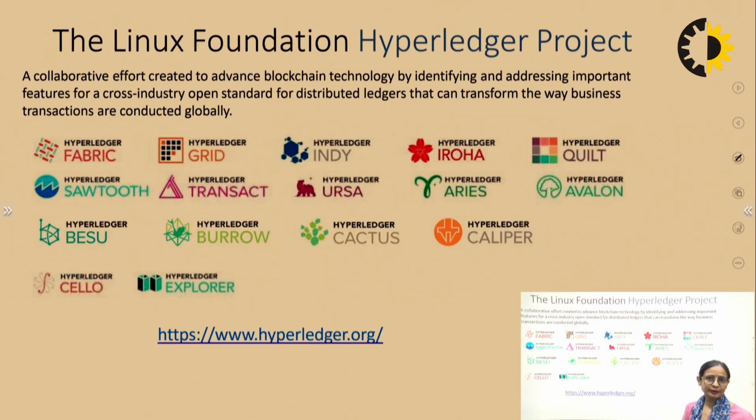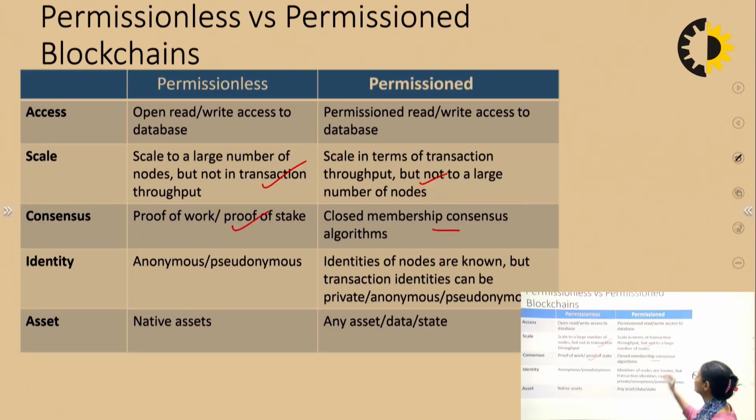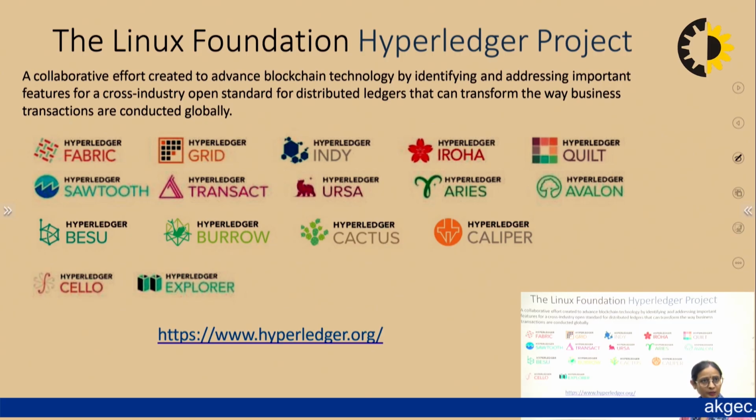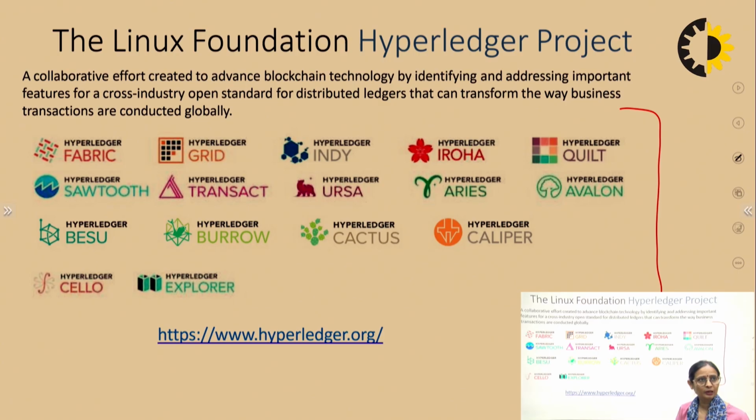For such enterprise blockchain, that is permissioned blockchain, we have Hyperledger. The Linux Foundation formed the Hyperledger project group. It is a collaborative effort created to advance blockchain technology by identifying and addressing important features for cross-industry open standards for distributed ledgers that can transform the way business transactions are conducted globally. And under the Hyperledger project umbrella, these are the various components which have been created.